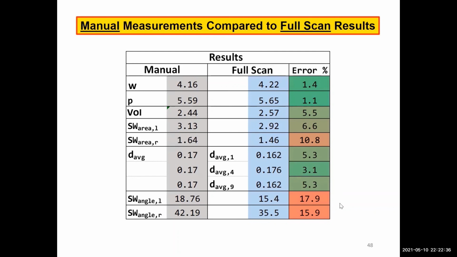And then down here we have a comparison of the sidewall angles. Sidewall angles have the largest uncertainty, but still it's on the order of 15% or 16%, so it's still pretty good as far as its error as well.